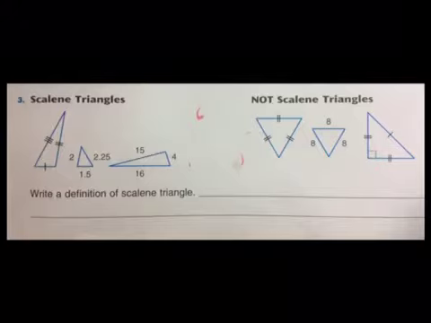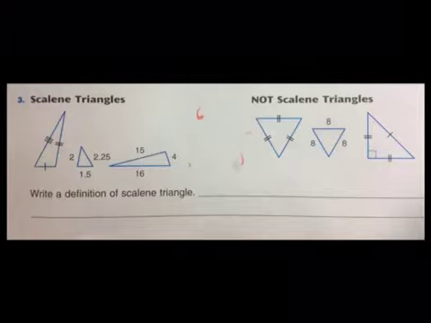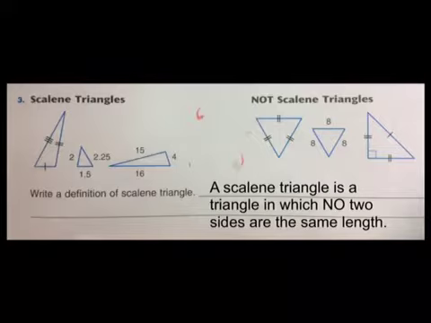So, how would you best define a scalene triangle? Go ahead and try to write a definition, and I'll write mine in just a minute. You can pause the video now. A scalene triangle is a triangle in which no 2 sides are the same length. Go ahead and copy that down, boys and girls. And we'll move on to page 76.